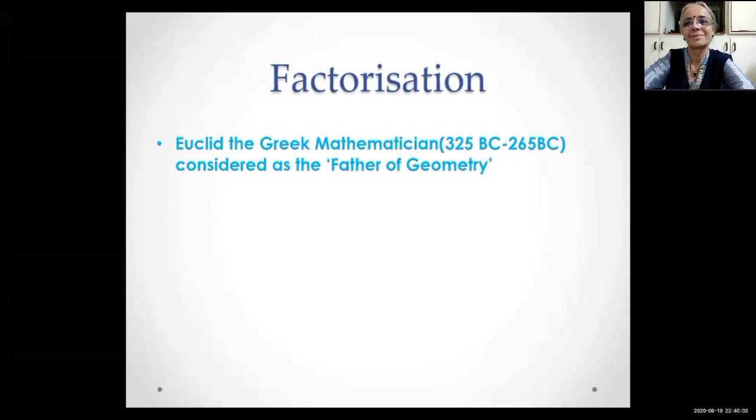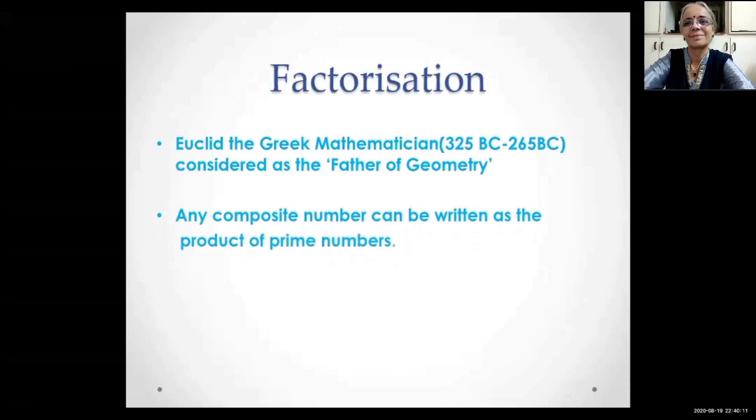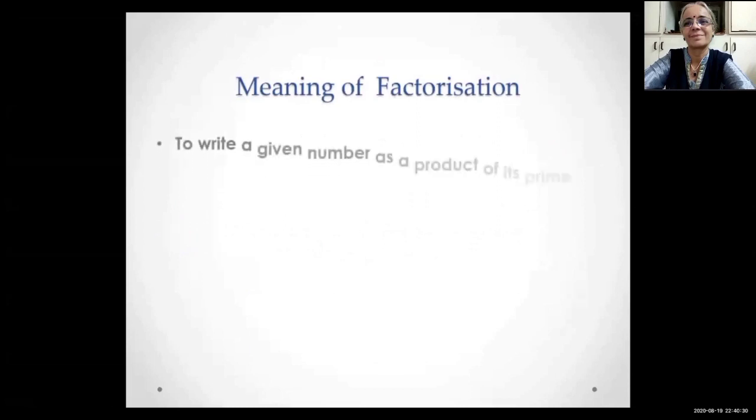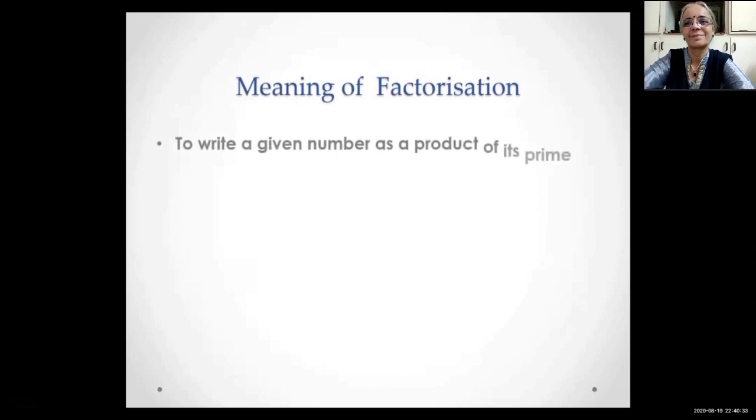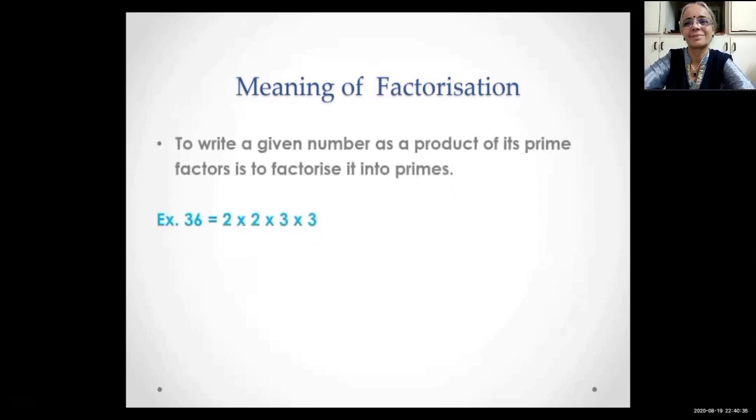In one of his findings, he said that any composite number can be written as the product of its prime numbers. What does it mean? Just look at the given example. 36 is equal to 2 into 2 into 3 into 3.